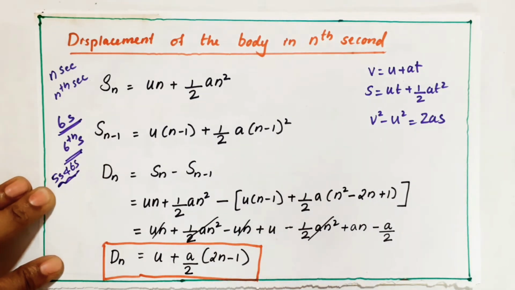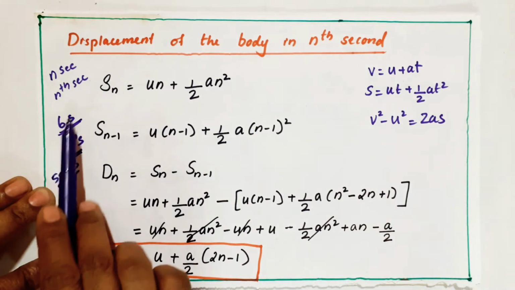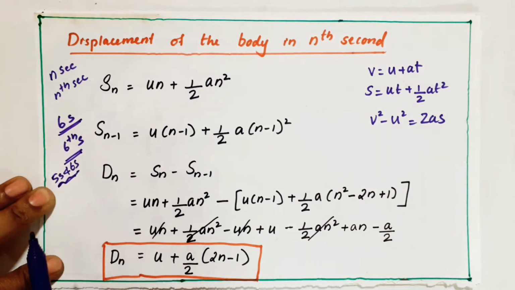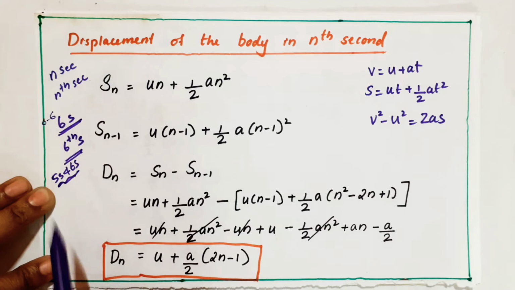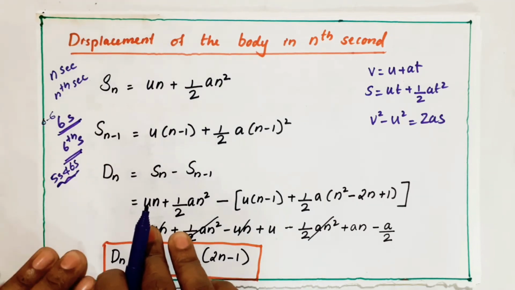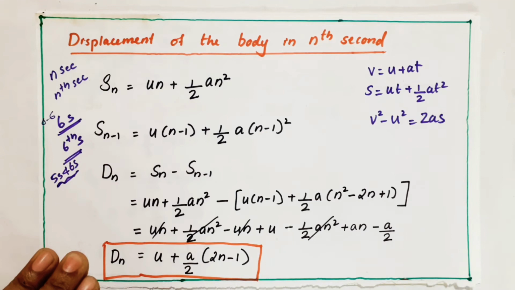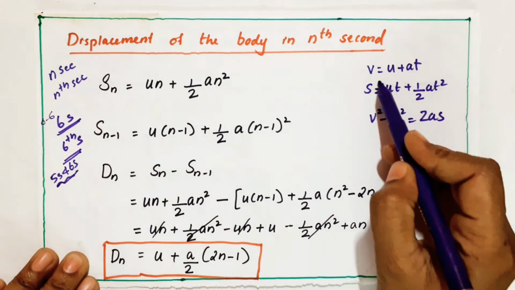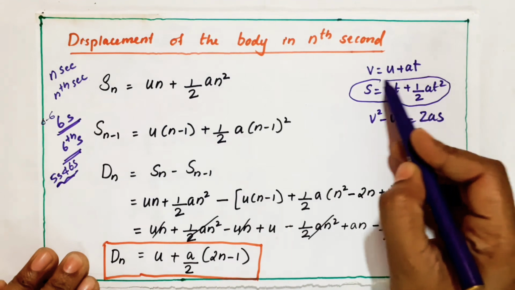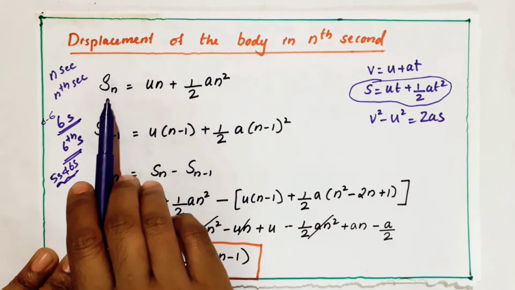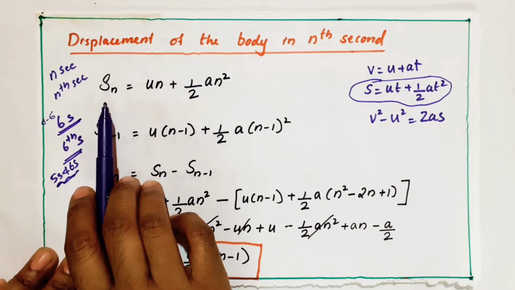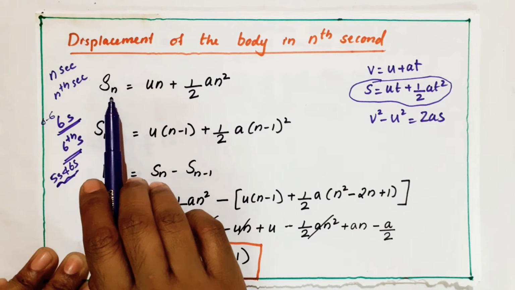So I'll give you an equation to find the displacement of the body in a particular second, that is nth second. I told you an example, 6 second and 6th second. 6 second is the time interval 0 to 6 second. But 6th second means it is in between the interval of 5 second and 6 seconds. So I am using my second equation, S equals UT plus half AT square. Here I am taking the displacement in n seconds, say for example 6 seconds.